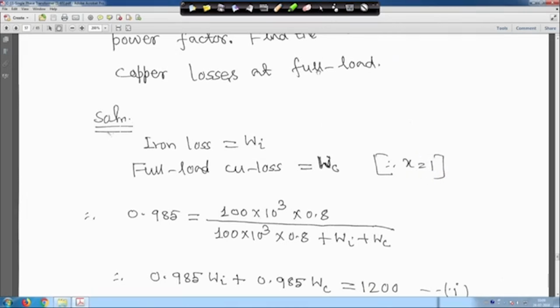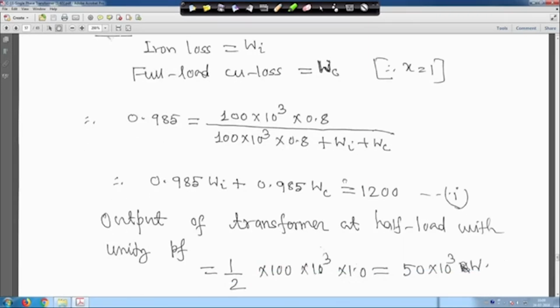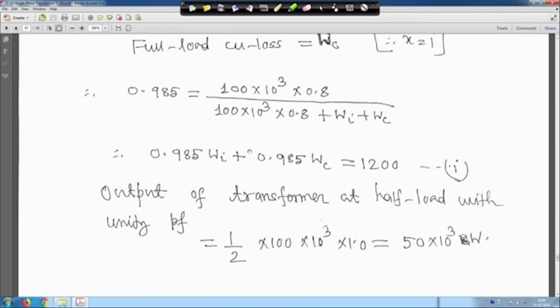Therefore, we know this formula that we derived. So, efficiency is 98.5%, so 0.985 is equal to, this is the 100 kVA transformer, so 100 into 1000 into 0.8 power factor and x is 1. It is not shown here, but multiplied by 1. Divided by this same value plus iron loss plus copper loss, Wi plus Wc. After simplification, it will be 0.985 Wi plus 0.985 Wc is equal to 1200. This is equation 1.